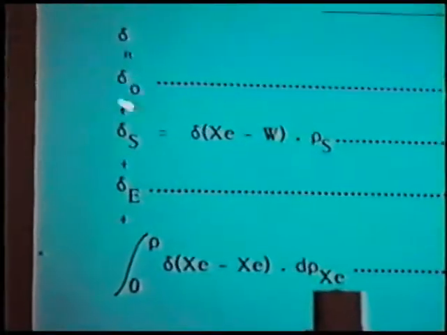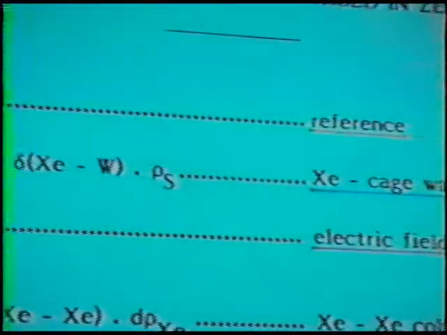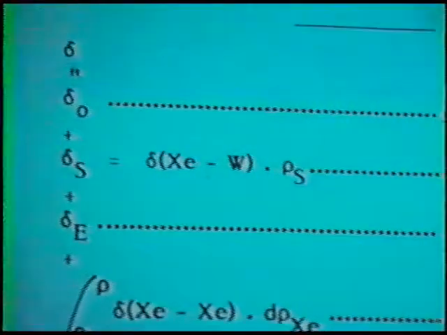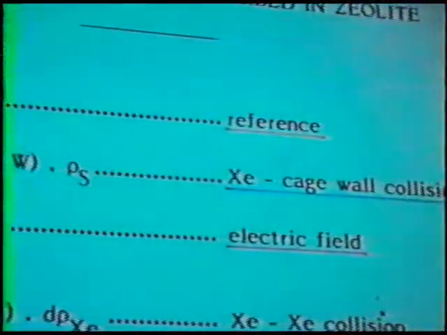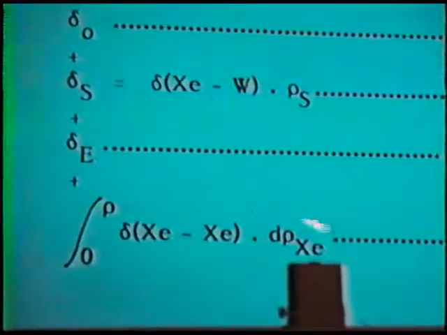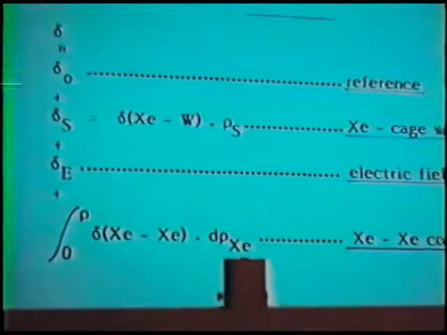The first one is a reference. It is generally the gas at very low pressure. The second is due to the interaction between the wall and the xenon. The third one is the electric field due to the cation. And the last one is the excess of shift due to the xenon-xenon collisions. This last term is proportional to the density of adsorbed xenon, and so for a given concentration per gram of solid, it is proportional to the reciprocal value of the free space.